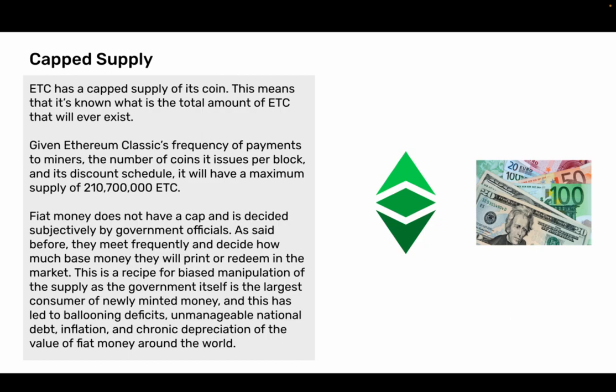As said before, they meet frequently and decide how much base money they will print or redeem in the market. This is a recipe for bias and manipulation of the supply, as the government itself is the largest consumer of newly minted money, and this has led to ballooning deficits, unmanageable national debt, inflation, and chronic depreciation of the value of fiat money around the world.